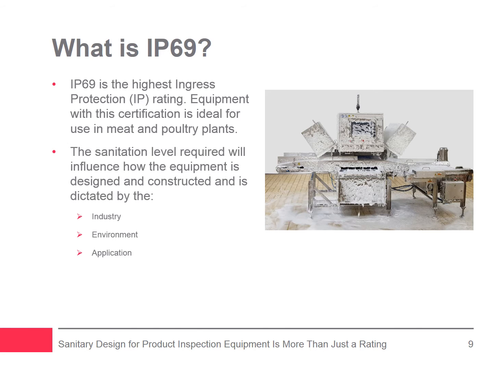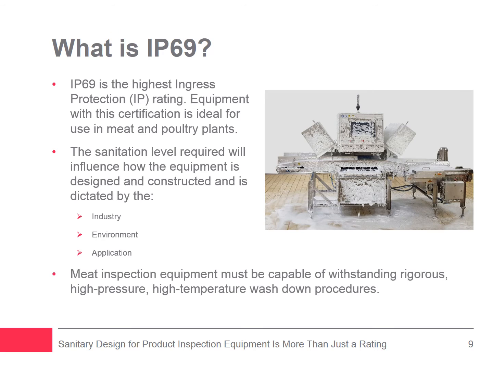The industry and environment, as well as the application where the product inspection equipment is being used, dictates which sanitation level is required and will have a direct influence on how the equipment is designed and constructed. Each industry has its own special set of sanitation requirements. In the meat and poultry industry, where hygiene and cleanliness are paramount, equipment must be able to withstand rigorous high-pressure, high-temperature washdown procedures.